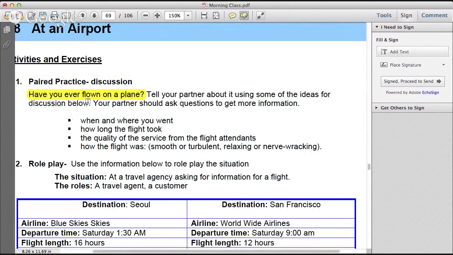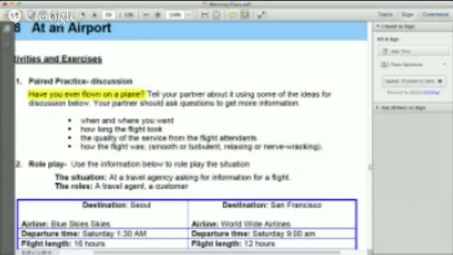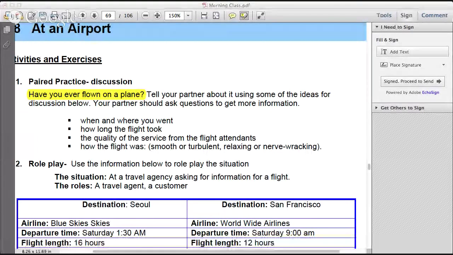Okay. So our question is: have you ever flown on a plane? Tell us when and where you went, how long the flight took, the quality of the service of the flight attendants, and how the flight was. Was it smooth, or was there a lot of bumps? Were you relaxed, or were you nervous? Okay, so let's talk about these here. Let's start off with Ali first. So Ali, tell us about your last flight.